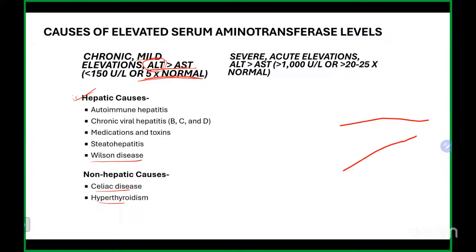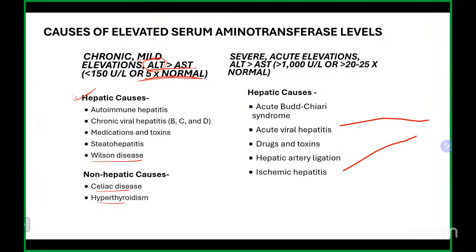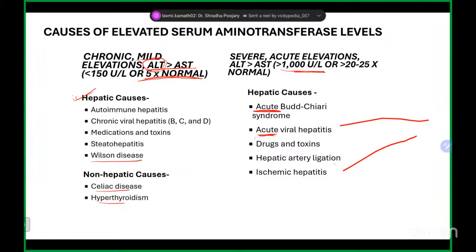Whenever there is severe or acute elevation, that is more than thousands, then you should think of an acute cause. So acute viral hepatitis, which can decompensate to encephalopathy, or acute Budd-Chiari syndrome. There is a big venous thrombus sitting in the portal vein system leading to Budd-Chiari syndrome. Then you can have very high elevated ALT levels. Also, hepatic artery ligation, ischemic hepatitis, and sometimes drugs and toxins also can give rise to acute elevations. You need not memorize all of this. Each one of these will be discussed in the upcoming lectures.